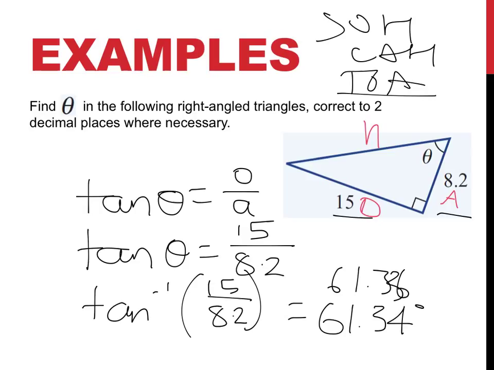That's how I can use the cosine, the tangent, and the sine ratios in order to find missing angles.